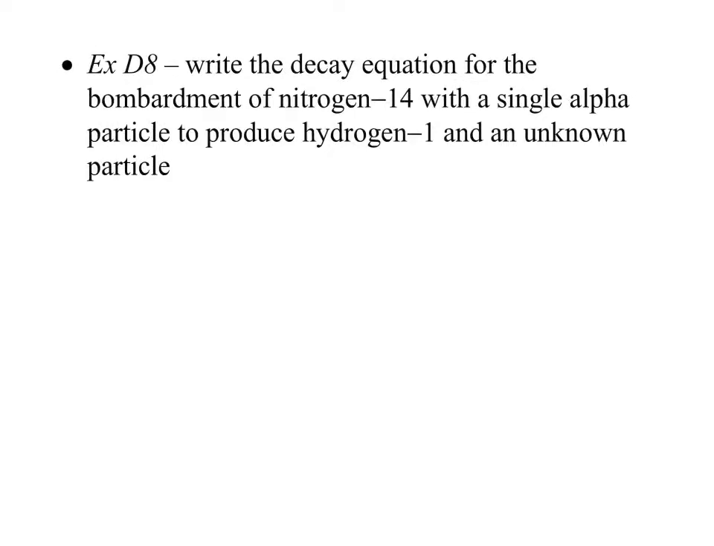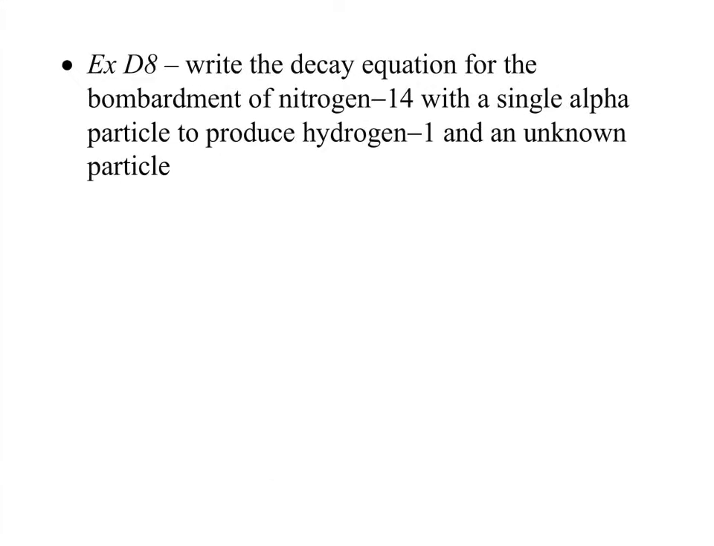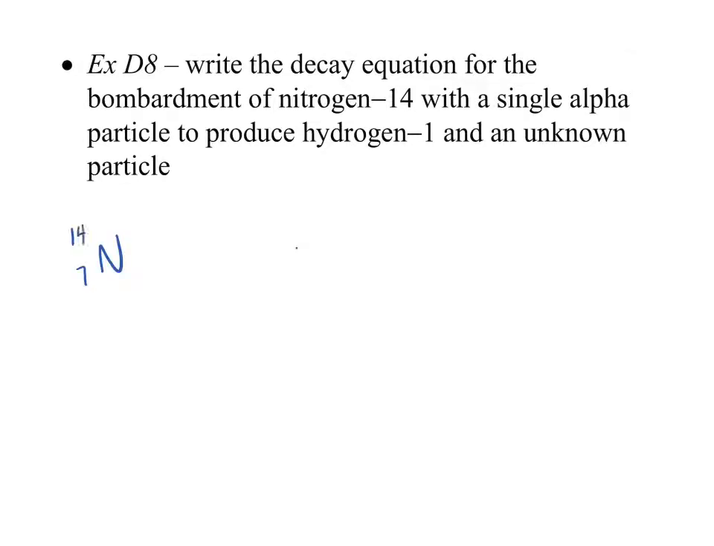So let's just do one quick example of a decay equation. So we want to write the decay equation for the bombardment of nitrogen 14 with a single alpha particle to produce hydrogen 1 and an unknown particle. Okay, so we have nitrogen 14. I don't have a periodic table with me right now, so hopefully you have one close by. But nitrogen has an atomic number of 7, and of course there's 14 nucleons, and it's being bombarded with a single alpha particle. Okay, so remember, alpha particle is just helium, where you have 4 nucleons and 2 protons. Okay, and so what's going to happen is it's producing a hydrogen 1 atom and an unknown particle.